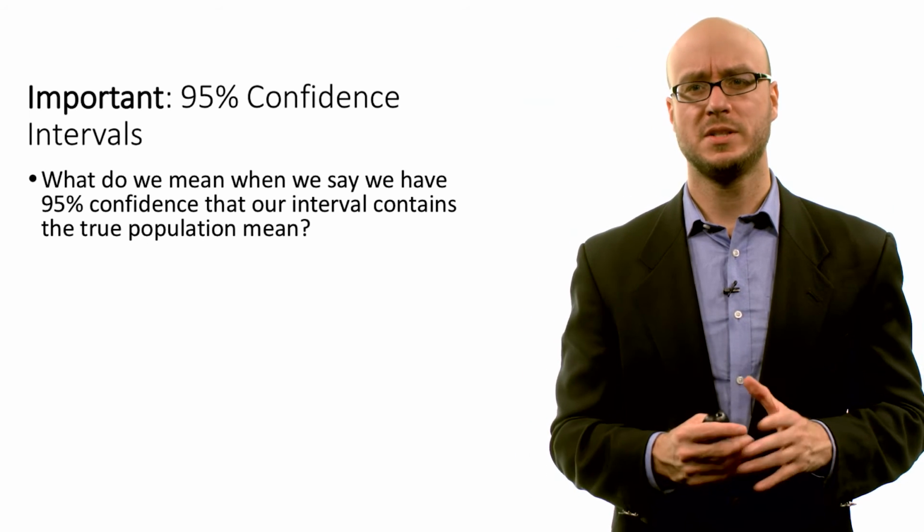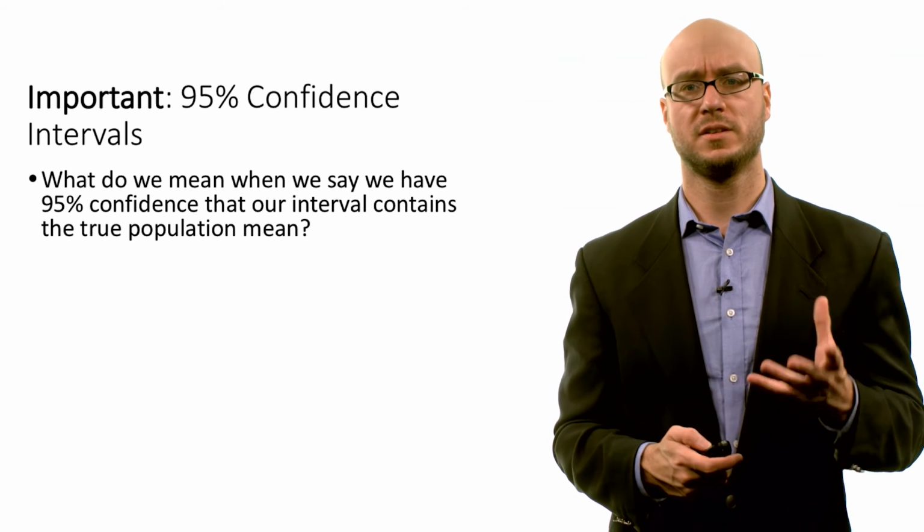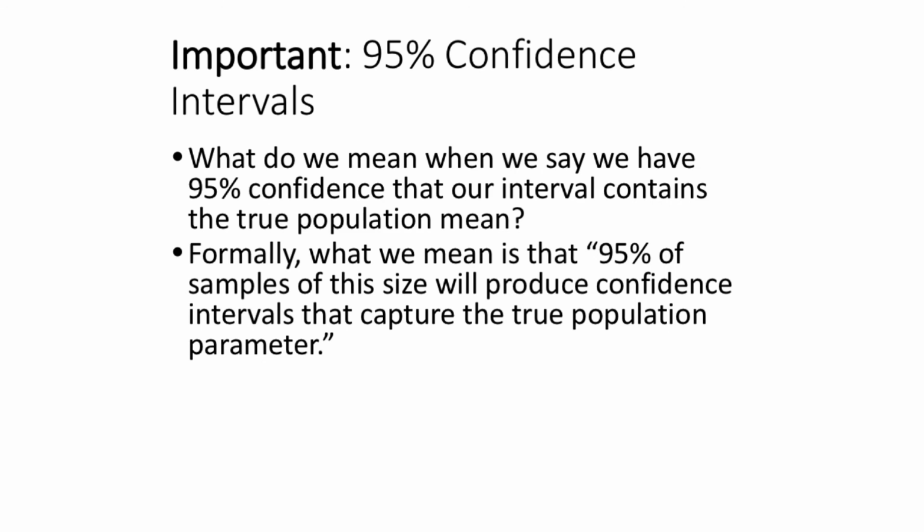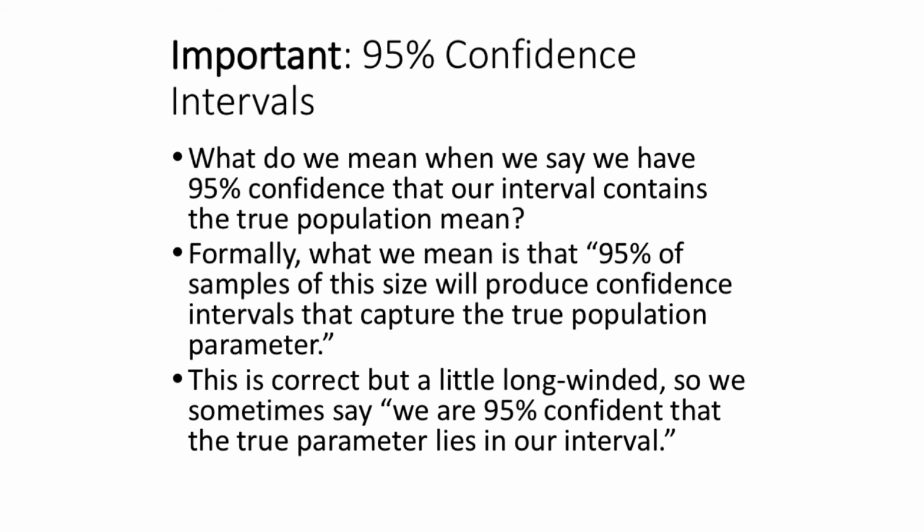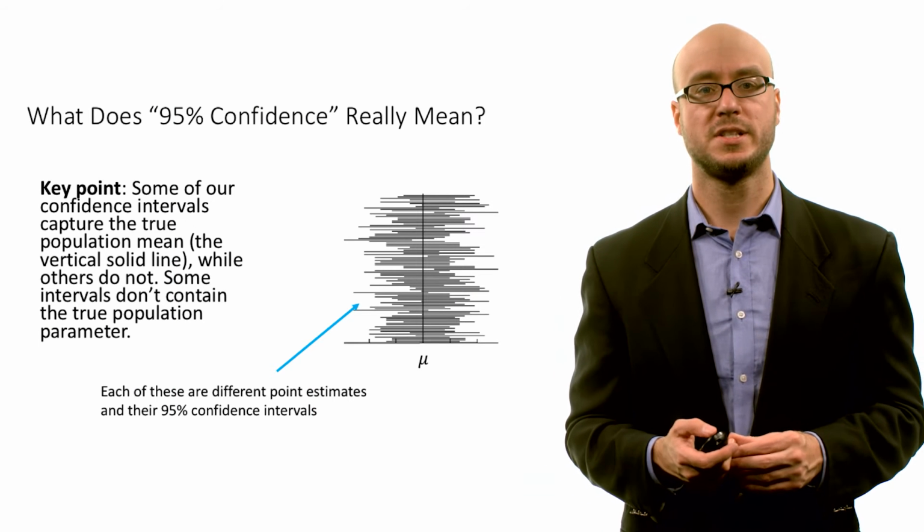What do we mean when we say we have 95% confidence that our interval contains the true population mean? Formally, what this is really saying is that, quote, 95% of samples of this size will produce confidence intervals that capture the true population parameter, the true population mean mu. This is a bit long-winded, so often people will say, as shorthand, we're 95% confident that the true parameter lies in our interval, where the interval is the point estimate plus or minus 2 times the standard error.